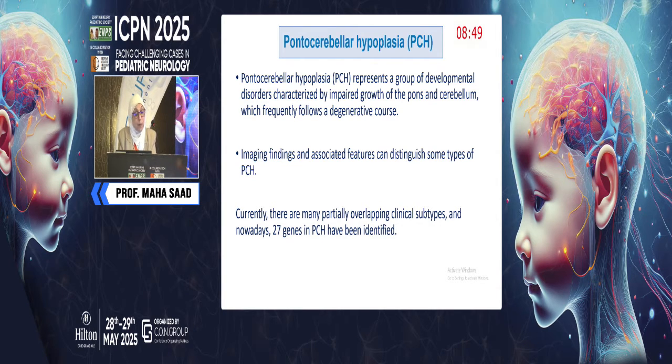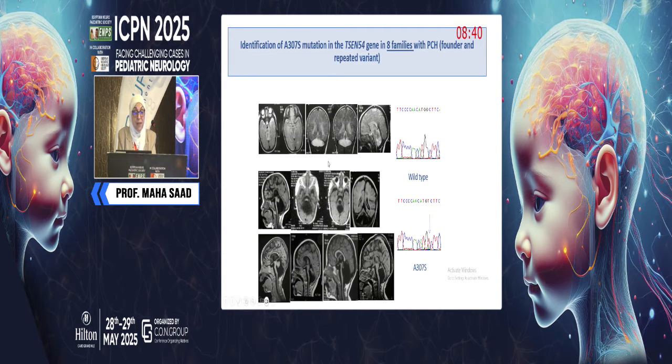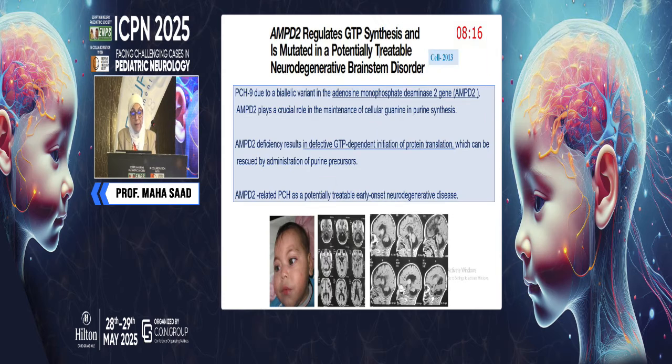Imaging is very distinguishable for some of them, and we're reaching now 27 genes seen with pontocerebellar hypoplasia. Here the 27 entries in OMIM. And we can see here, this is TSEN54. Ghada, of course, has a lot of cases, and we're always working together on brain malformation. We can see here the dragonfly shape. The dragonfly shape is very characteristic of the gene TSEN54, and we have many families.